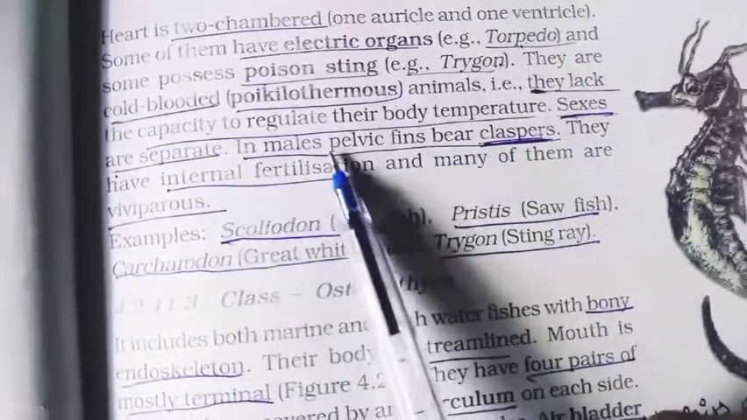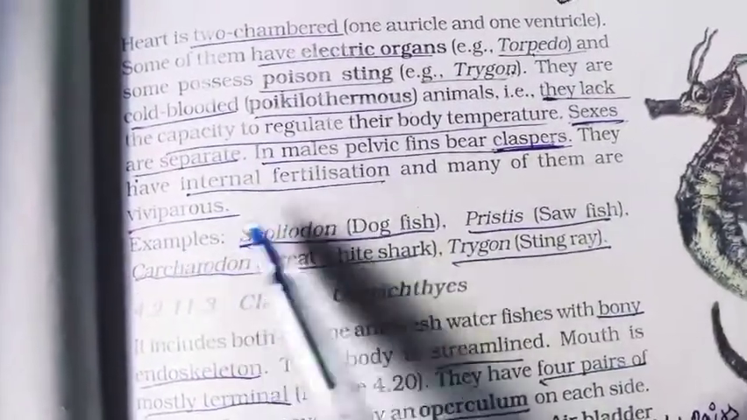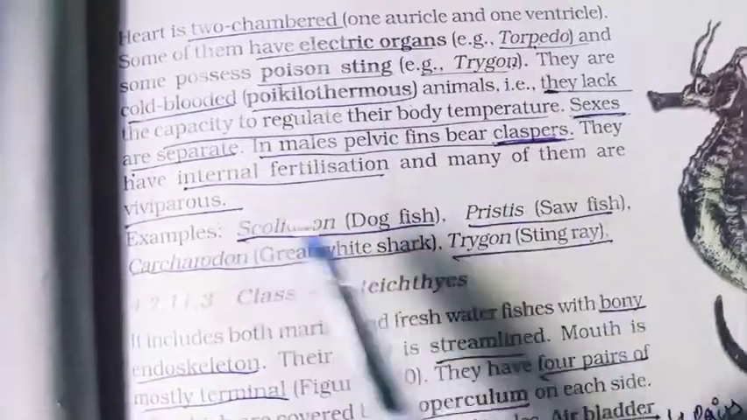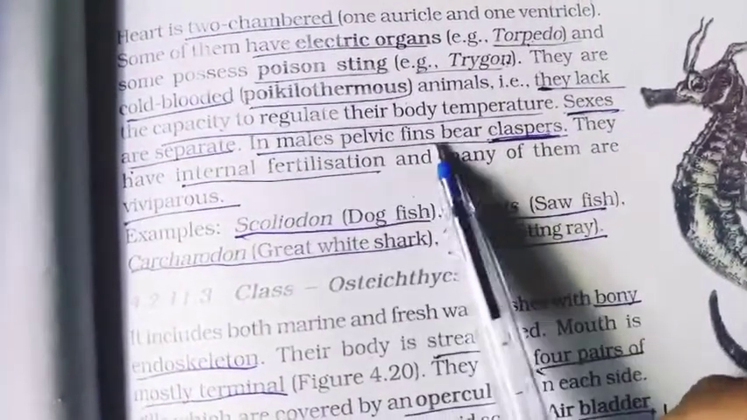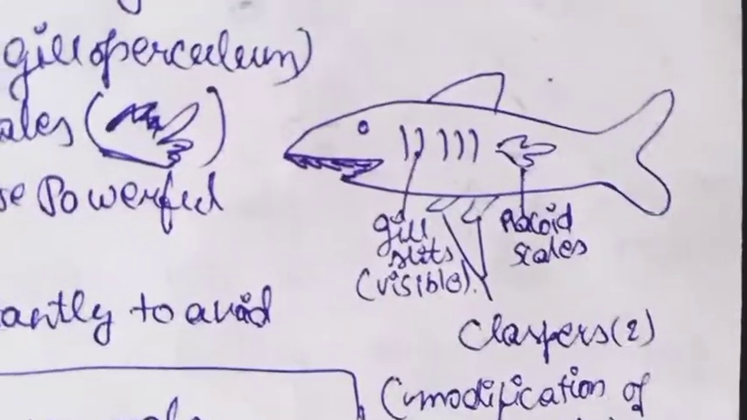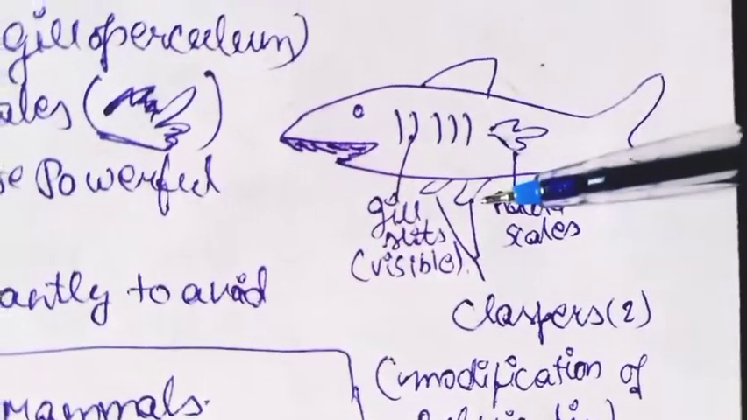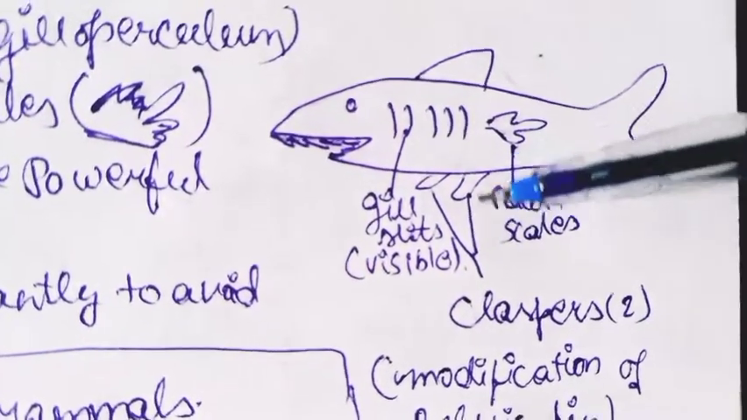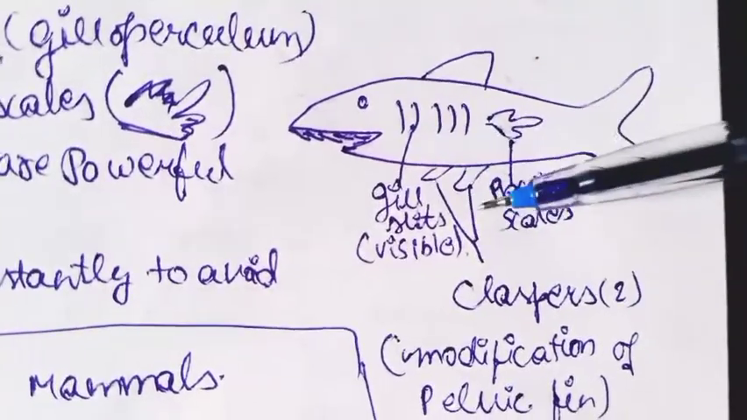Sexes are separate. In males, pelvic fins bear claspers. They have internal fertilization, and many of them are viviparous. The clasper is important: in males, pelvic fins bear claspers. Pelvic fins are those present in the pelvic region. These are the pelvic fins, and these are the pectoral fins. The pelvic fins are modified into claspers and help in reproduction.